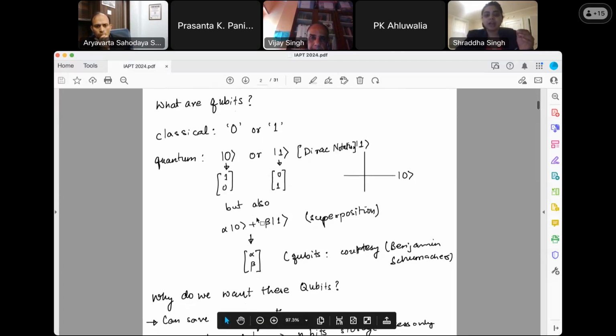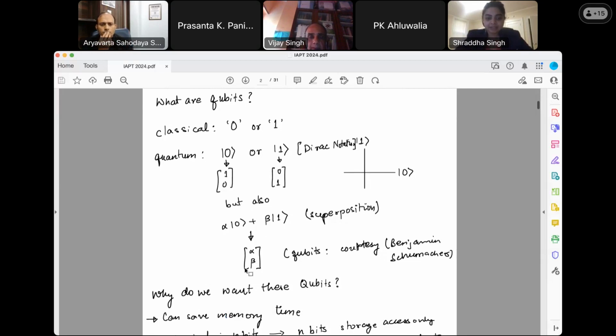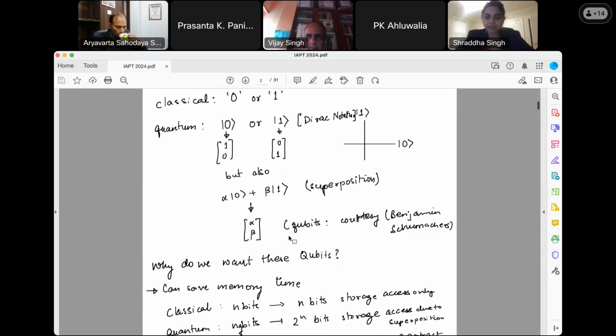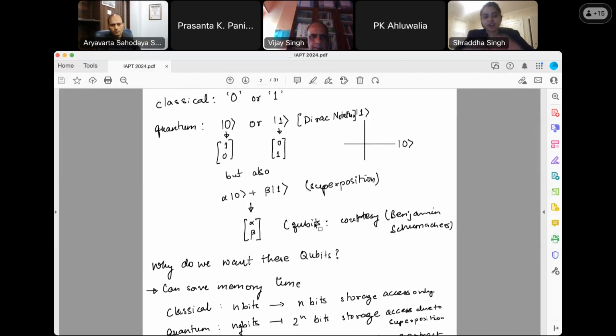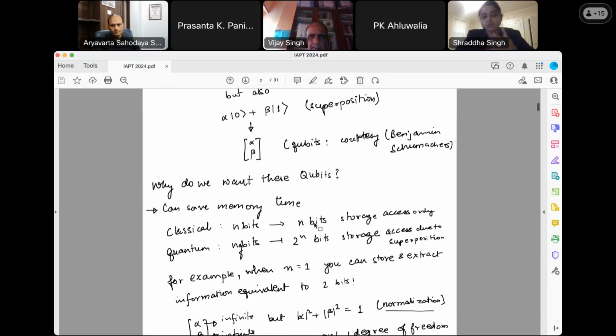This is the main difference between the classical and quantum picture. In classical, you can only have two values, 0 and 1. In quantum, you can have a column vector which has mod alpha squared probability of being in the 0 state and mod beta squared probability of being in the 1 state. This is a quantum superposition property that the quantum computers use. The term qubit was actually invented by Benjamin Schumacher. And this is when we started calling these qubits, Q-U-B-I-T-S. Okay, why do we want these qubits?